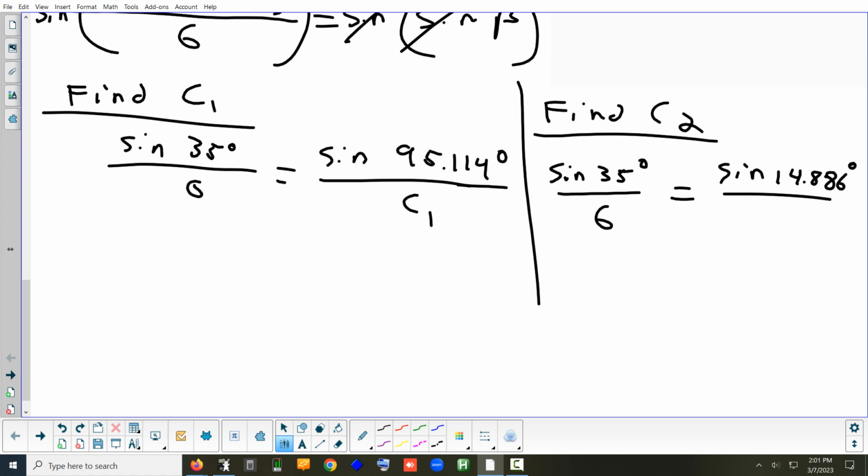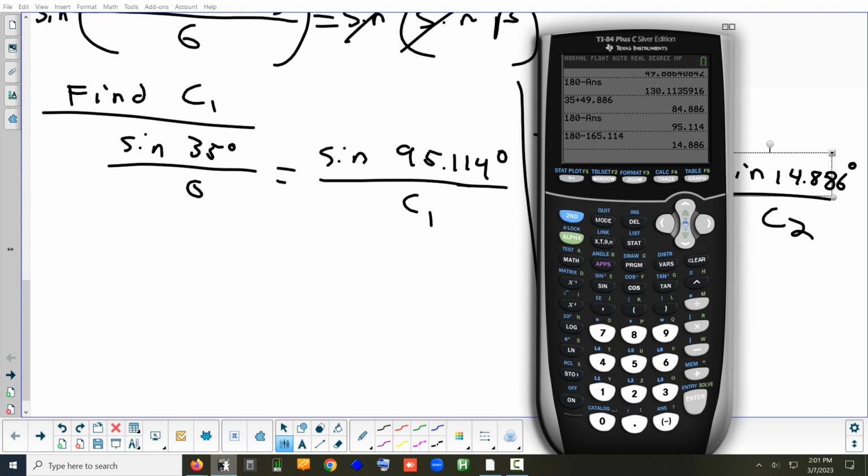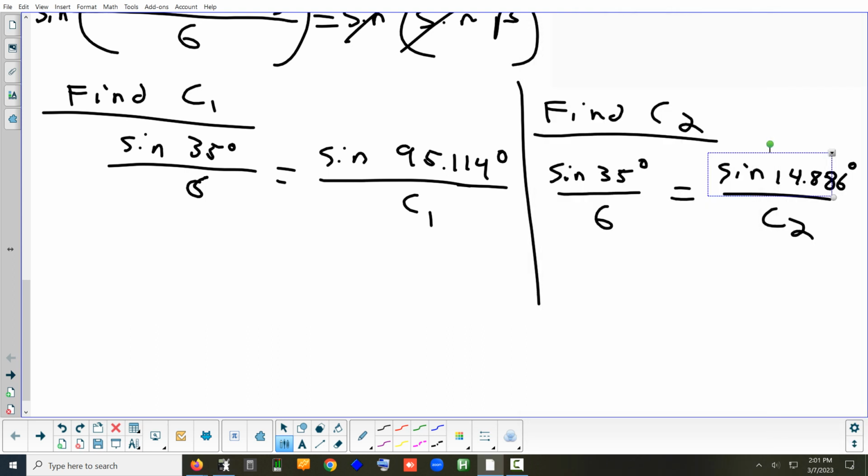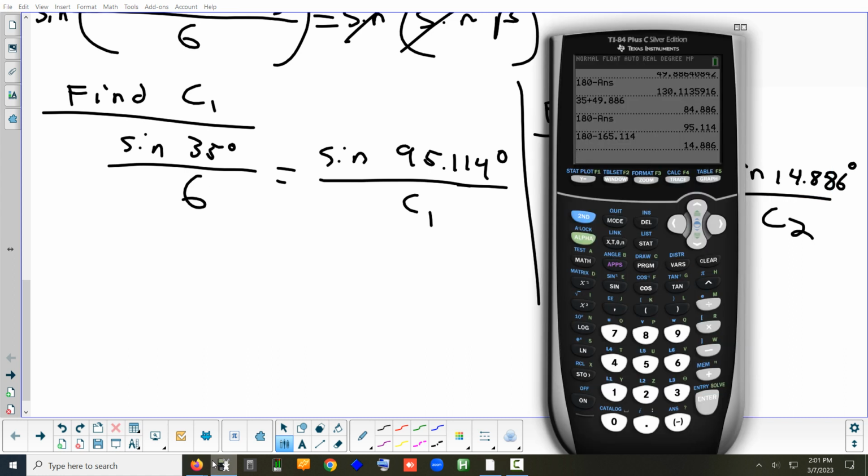We're not finding gamma, we already used gamma up here. Oh, let's see. C2, because that's what we're finding. All right, now cross multiply on both of them. The only thing that's going to be different is you're going to change 95 to 14 when you do the next calculation. But we got to type it in the first time. So it's a 6. So 6 sine 95.114. Close your parenthesis because you're done with the sine. And now do this one, divided by sine 35.